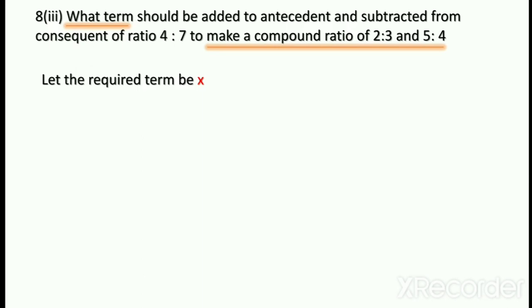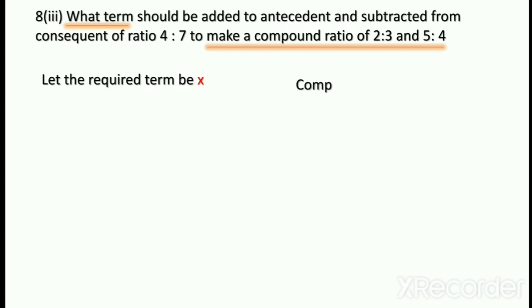So here the question says what terms would be added to the antecedent and subtracted from the consequent of the ratio 4 is to 7. So what is the antecedent here? 4. What is the consequent here? 7. So from this term, from this 2 only, we have to add to the antecedent and subtract from the consequent, and see we do not know the term. So we first say let the required term be x, and the question also reads to make a compound ratio of these two terms. Okay, 2 is to 3 and 5 is to 4.